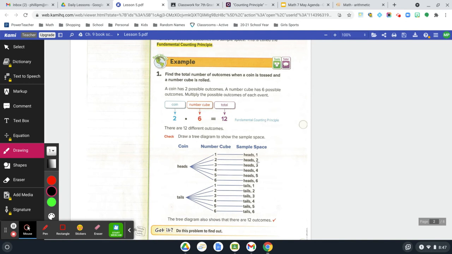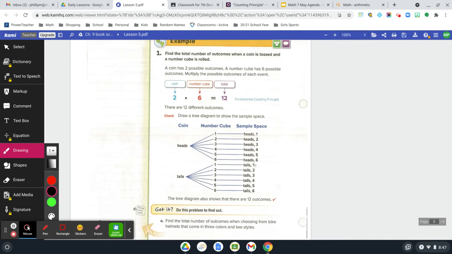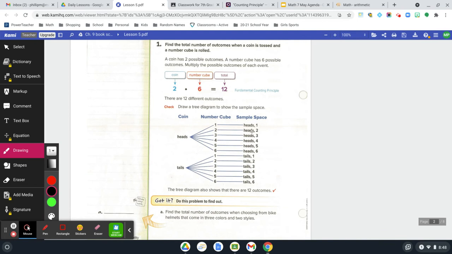And so here's a different way to prove it. Here's the tree diagram. So in the tree diagram, you take the coin and you put down first for the trunk of the tree, heads and tails. Those are your first two outcomes that you can get. Then you start drawing your branches, and your branches then are your next event, which is the number cube. And since there are six sides on a number cube, you're drawing six branches out from heads and from tails.